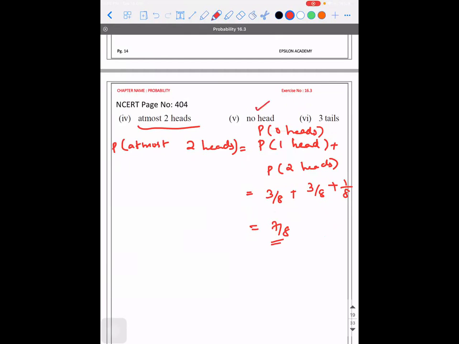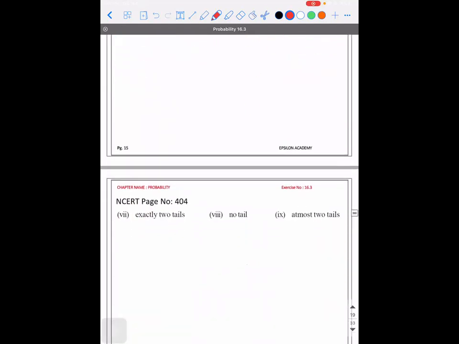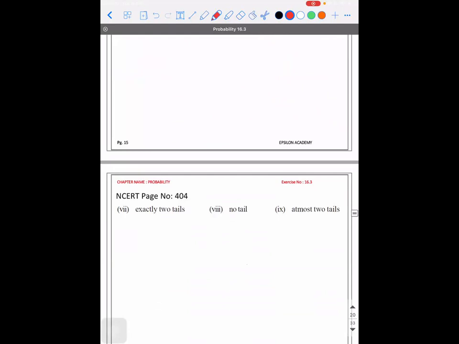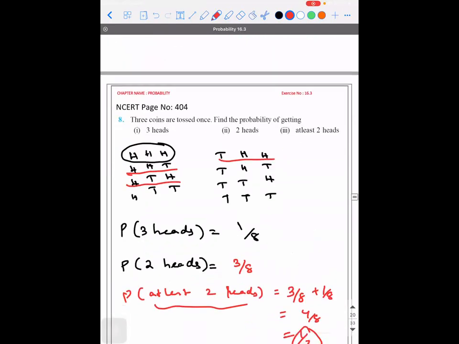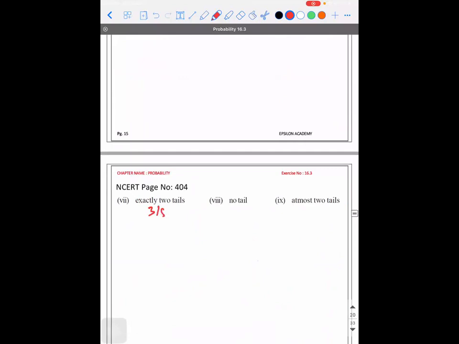Probability of getting no heads. That's very simple. It is 1 out of 8. 3 tails is the same as getting no heads, that is also 1 by 8. Exactly 2 tails. How many are there? 1, 2, 3. 3 by 8. No tail means all are heads, 1 time you get all heads. 1 by 8. At most 2 tails and at most 2 heads have the same probability. That will also come out as 7 by 8.